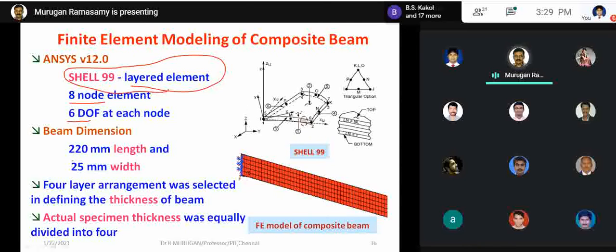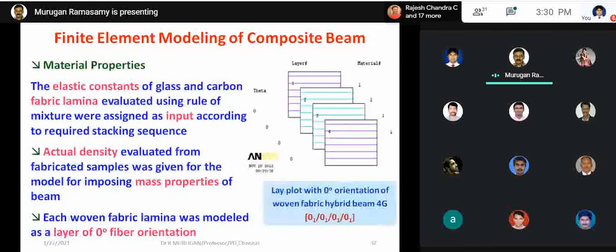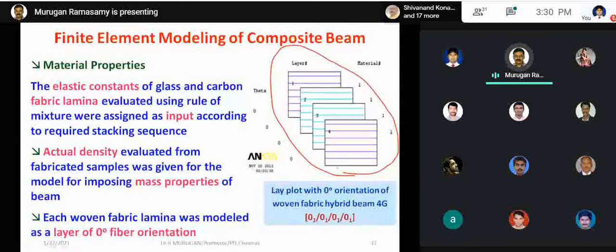Now we model similar to the experimentation: 220 mm length of beam and 25 mm width, because out of 250 mm in the experimentation, 30 mm goes to the fixed end. That is why the remaining 220 mm alone is considered here. The 4-layer alignment can be done using this layered element, and the actual specimen thickness of the 4-layered laminate we fabricated is given into this FEM model. So this is the layered alignment we can make using this layered element.